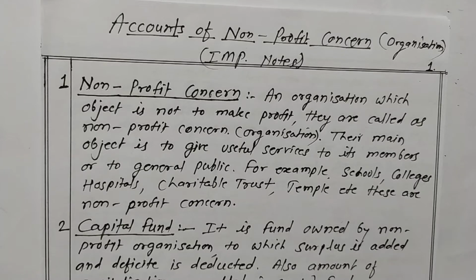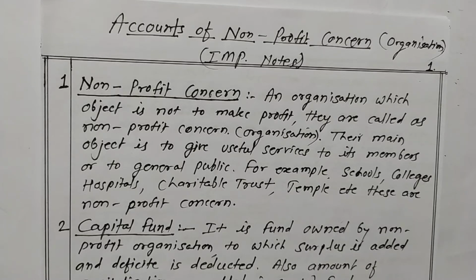Outflow of cash is also of two types, namely capital expenses and revenue expenses. Capital expenses are those expenses which are incurred once. These are of a non-recurring nature. For example, purchase of fixed assets such as purchase of building, purchase of furniture, purchase of investment, etc. These are the capital expenses. Capital expenses appear on the asset side of the balance sheet.